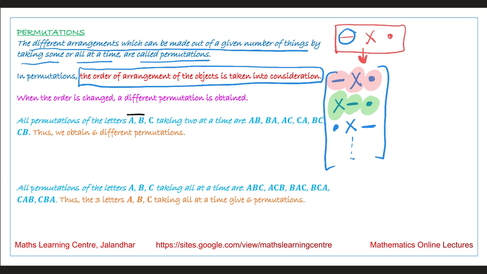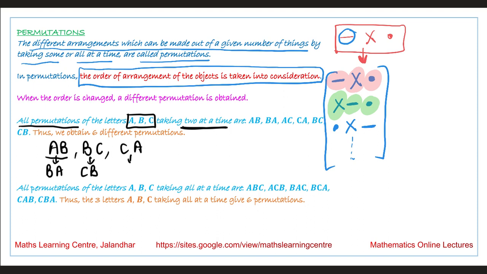Similarly, suppose we have three letters A, B, C, and we want all permutations by taking two letters at a time. So we will have A, B, we can have B, C, we can have C, A. Now corresponding to this A, B, we will have another B, A. Corresponding to this B, C, we would have chosen C and B, and corresponding to C, A, we can choose A, C. So the total number of permutations we can have is 6.